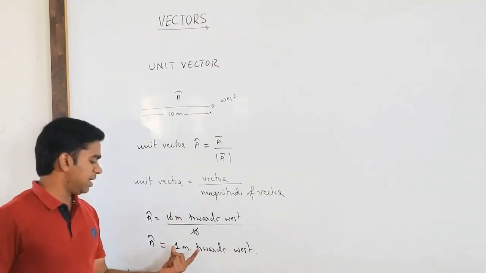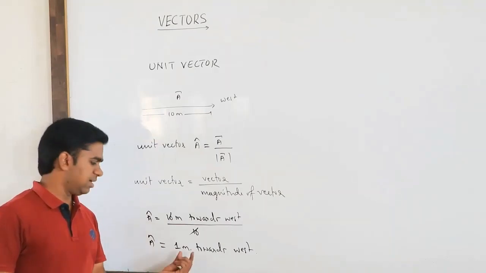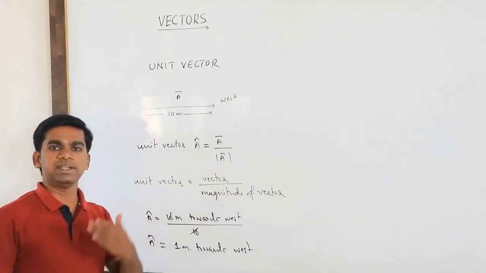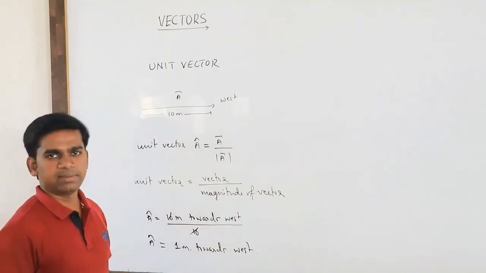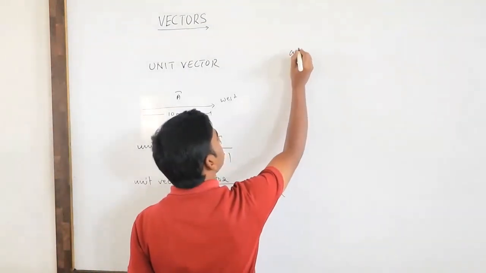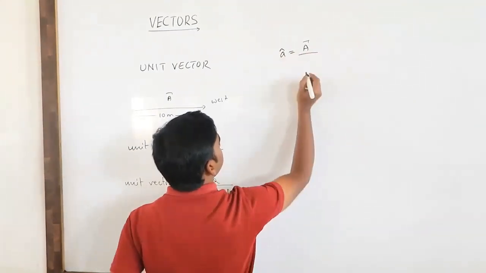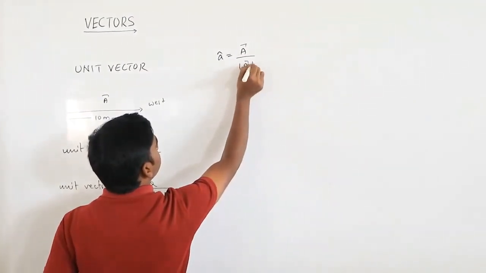Now if you multiply its magnitude 10 to this unit vector, again you will get 10 meter towards the west. Means you will get the actual vector if you multiply with the magnitude. Okay, or sometimes they may denote it by lowercase letters also. A cap equals vector A divided by magnitude of vector A.